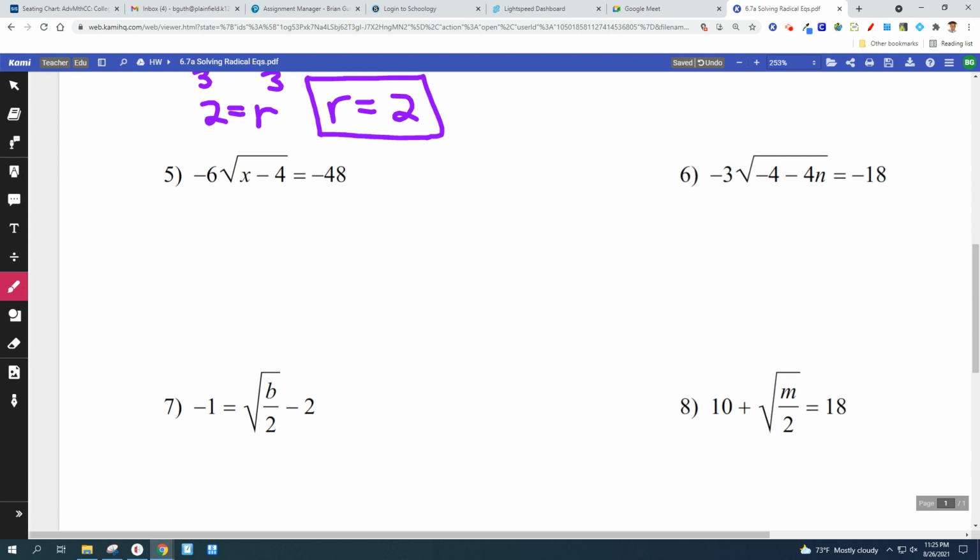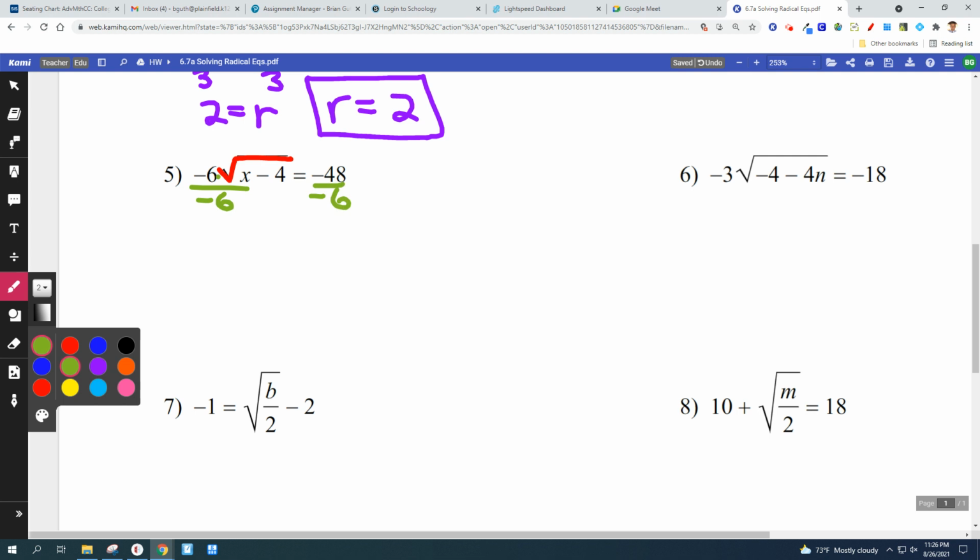Number 5, if we want to isolate the radical, that means we have to get rid of that negative 6. Now, pay attention to the operation. That does not say subtract 6. That is a multiplication problem. Times, right there. Negative 6 times the square root of x minus 4. So in order to isolate, we have to undo operations, and you undo the times with divide. Undo multiplication with divide. So we're going to divide both sides by negative 6 here.